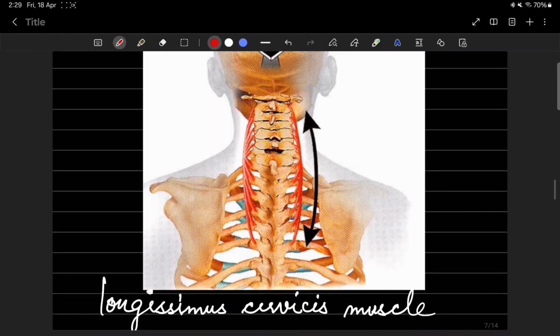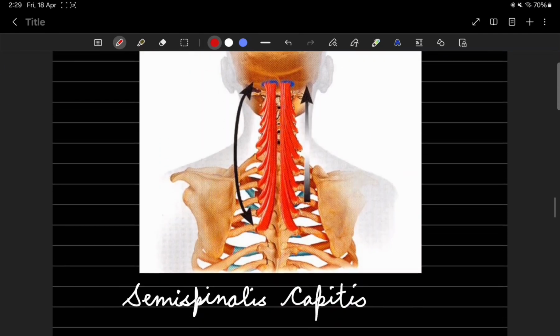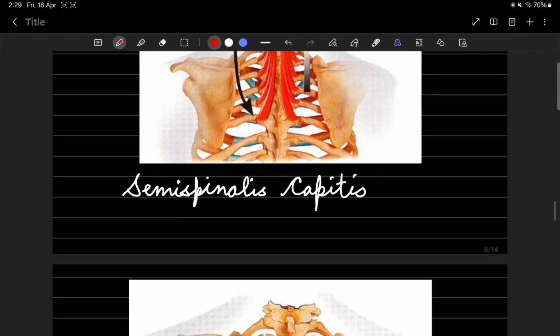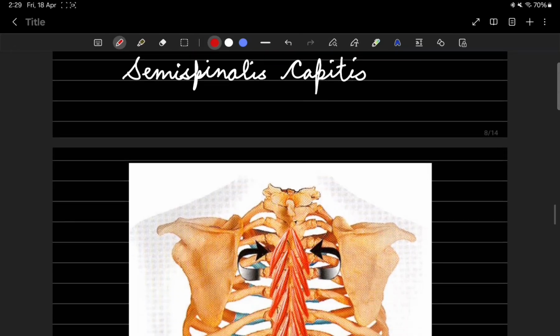Then we have the longissimus cervicis muscle, semispinalis cervicis muscle, semispinalis capitis muscle. These three muscles are helpful in the stabilization, extension and rotation of the vertebral column.